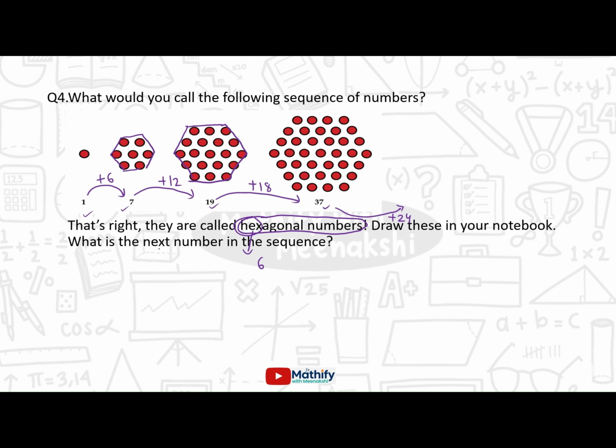But here they are saying write the next number. So what is the next number? If you add 37 with 24, what do you get? You'll get 61. And after that 91. But we have to just write the next number, so next will be 61. We have to draw that also. How will we draw that? Just see carefully.